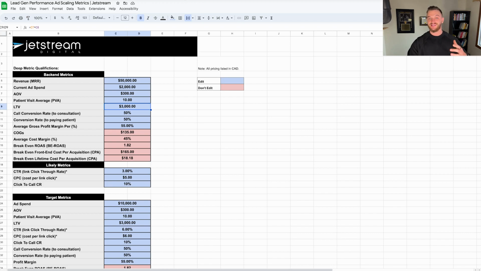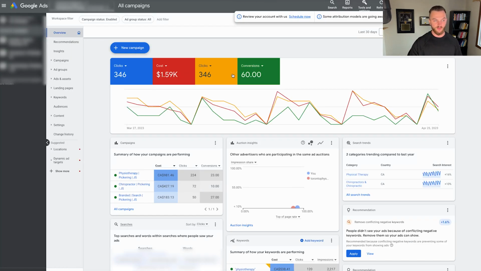Now, let's take a look at this in practice and a couple of examples. So taking a look at one of our clients right here, we can actually see they're spending a moderate amount, about 1.6K in the last 30 days, you can see here. And about 346 clicks, right? If we look at the average cost per click there, about $4.60. Again, it's well within that range that we kind of expect, and about 60 conversions, so 60 calls.